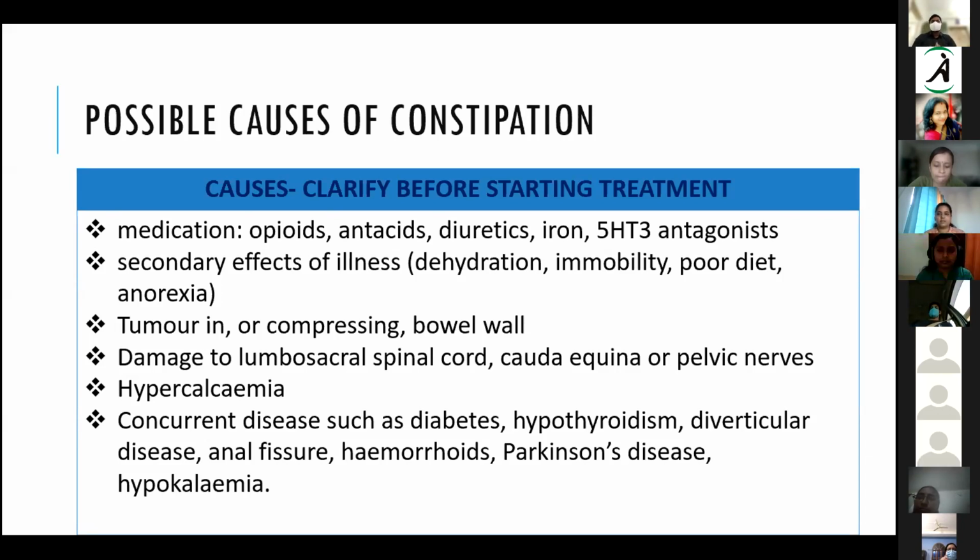Maybe in paraplegics is where bowel regimen needs to be managed in a better way. Hypercalcemia can cause it, or other concurrent diseases like hypothyroidism, diabetes, anal fissures, hemorrhoids, patients with persistent hypokalemia, Parkinson's disease. So when we're looking at this symptom, it may seem like constipation is such a simple symptom. Why should I go about it?